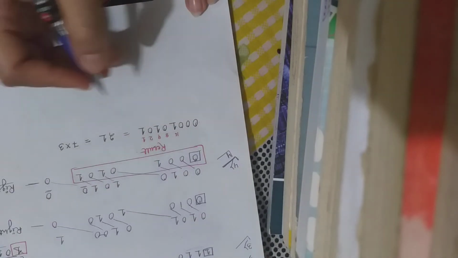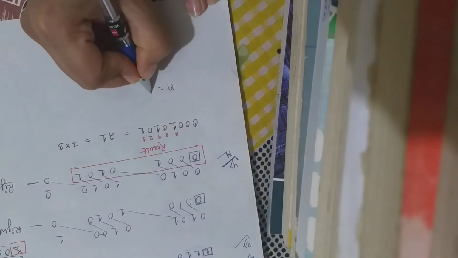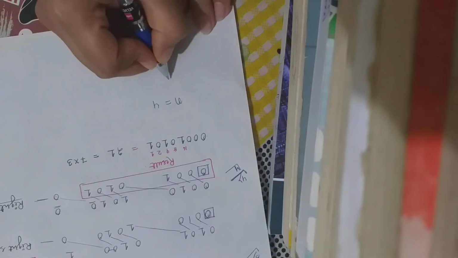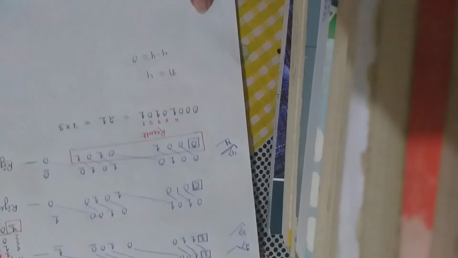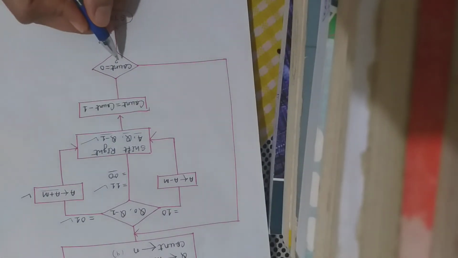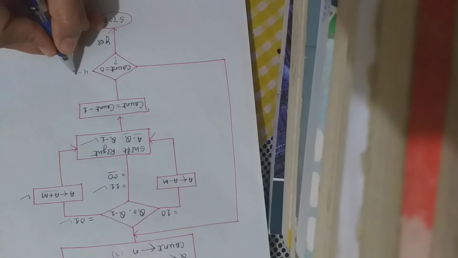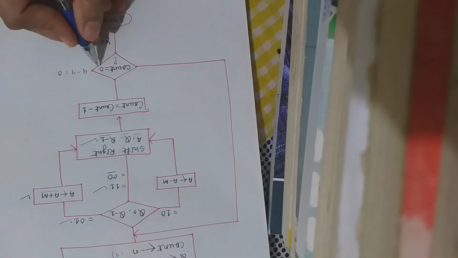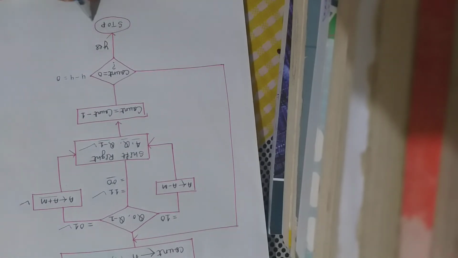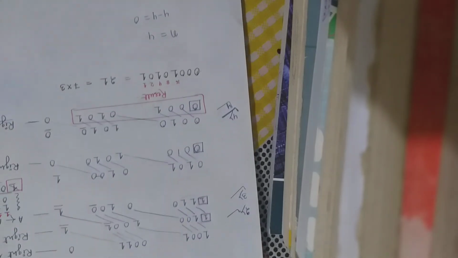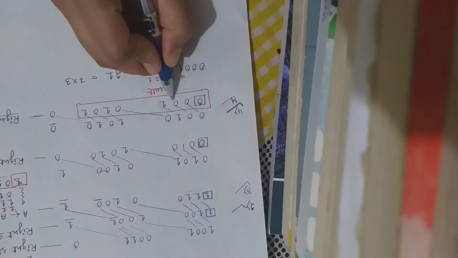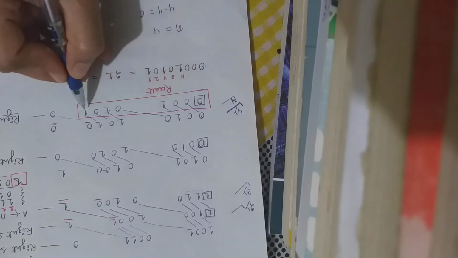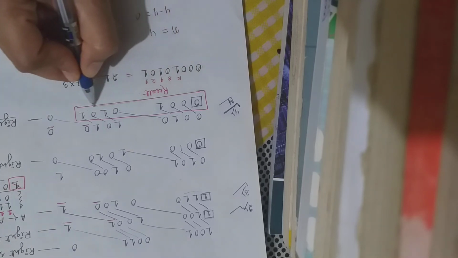But as we know the number of bits is 4, that means 4 minus 4 is 0. That means the count in our flow chart is 0, because 4 minus 4 is 0. Yes, this means stop. The calculation will be stopped here. So this is the final result: 0 0 0 1 0 1 0 1.